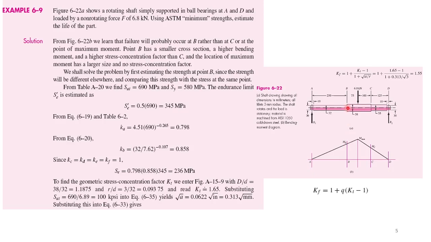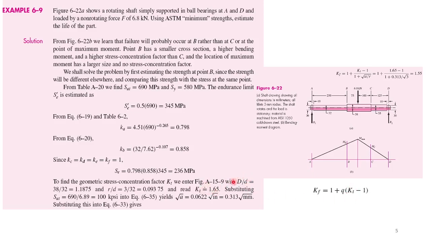Here it's like a fillet. I have stepping up from 32 to 38 with a fillet radius of 3 millimeter. This information, of course, will be given to you. I will calculate the fatigue strength concentration factor, which is equal to 1 plus Q into KT minus 1. I will use the appropriate chart to calculate KT. Okay, it will come out.